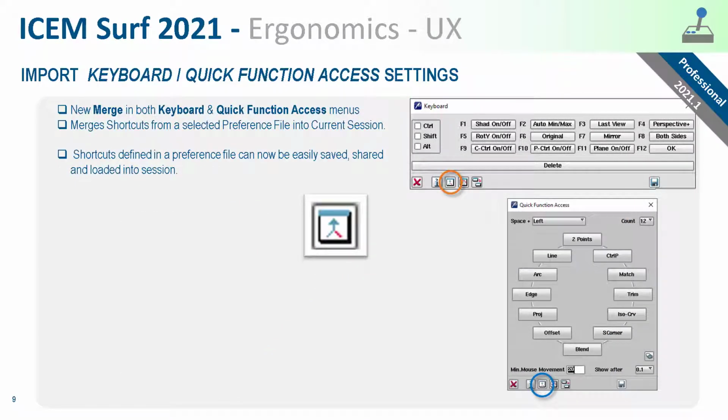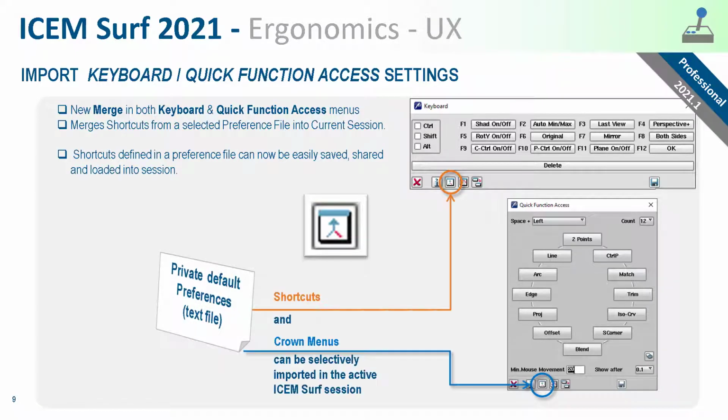We now offer the ability to merge keyboard and quick function access settings from a selected preferences file. This is great if you sometimes need to switch between machines or locations, or you may have a different set of settings depending on what you're doing.